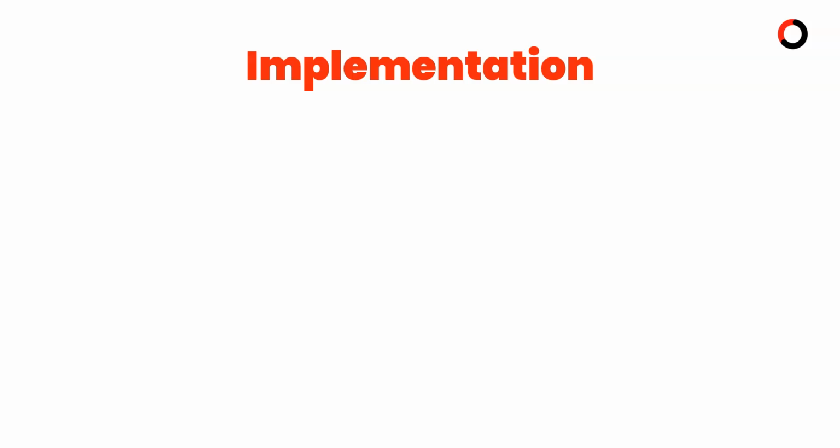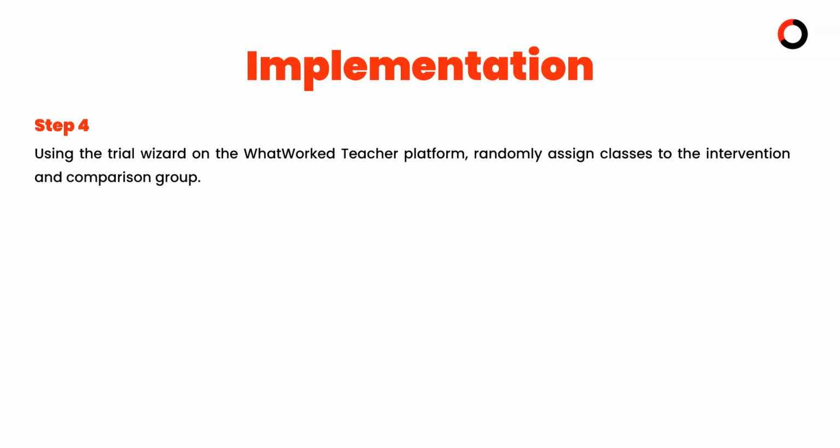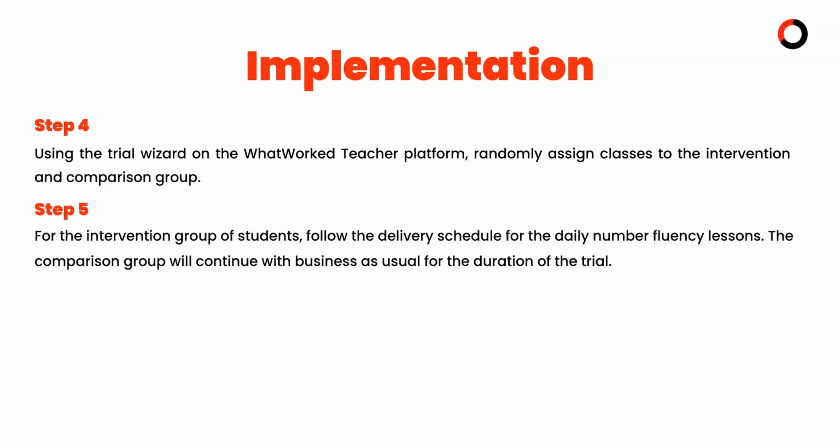So moving on to implementation. Using the trial wizard on the What Teachers platform, it will randomly assign classes to the intervention and the comparison group. Step 5. The intervention group of students in the class will follow the delivery schedule for the daily number fluency lessons. The comparison group will continue business as usual for the duration of the trial.